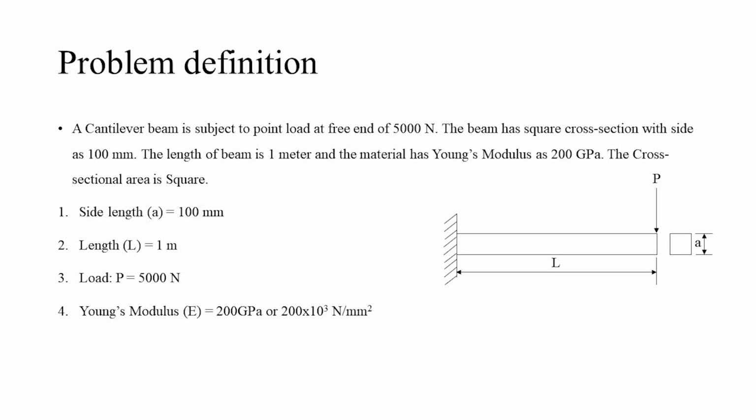The problem is as follows. A cantilever beam is subject to a point load at the free end of 5,000 newtons. The beam has a square cross-section with sides of 100 millimeters. The length of the beam is 1 meter, and the material has a Young's modulus of 200 gigapascal.